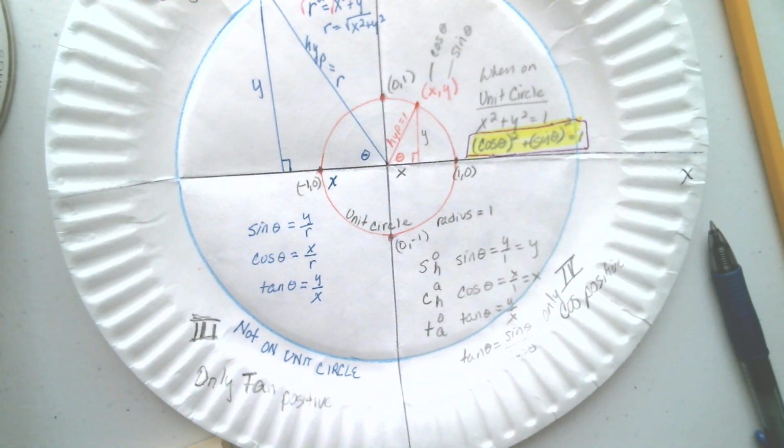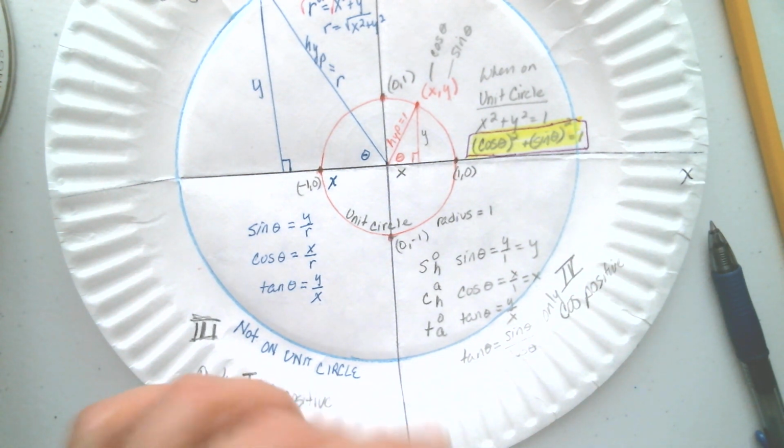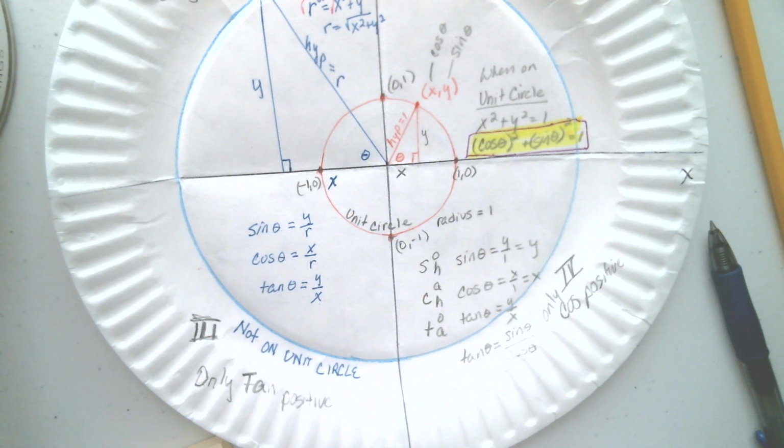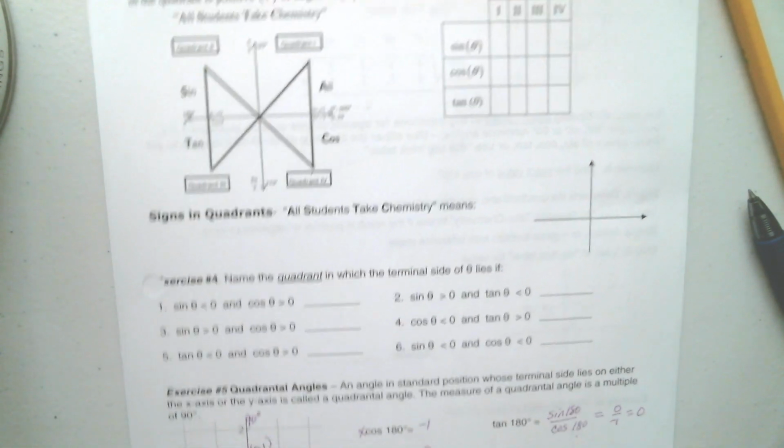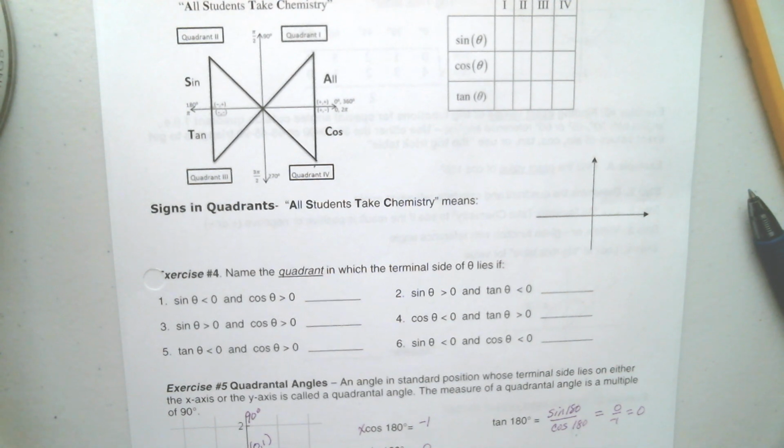So now we are going to the textbook, page 358, and we're doing exercises 3 and 4. All right, I'm just going to put the paper plate up above, and now this is page 358.